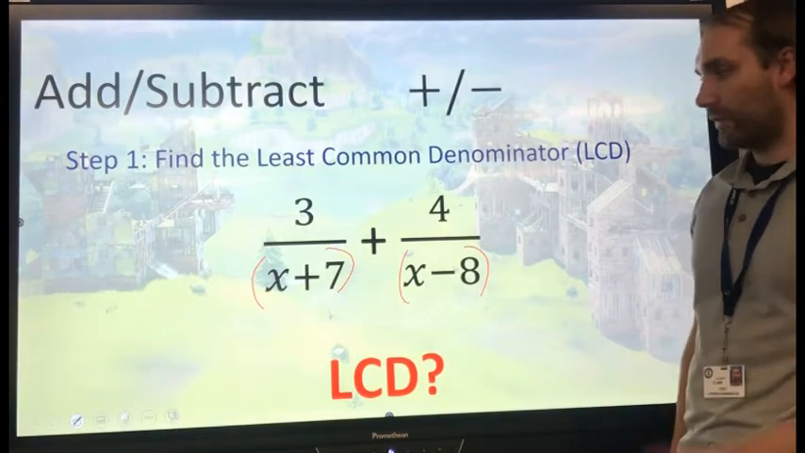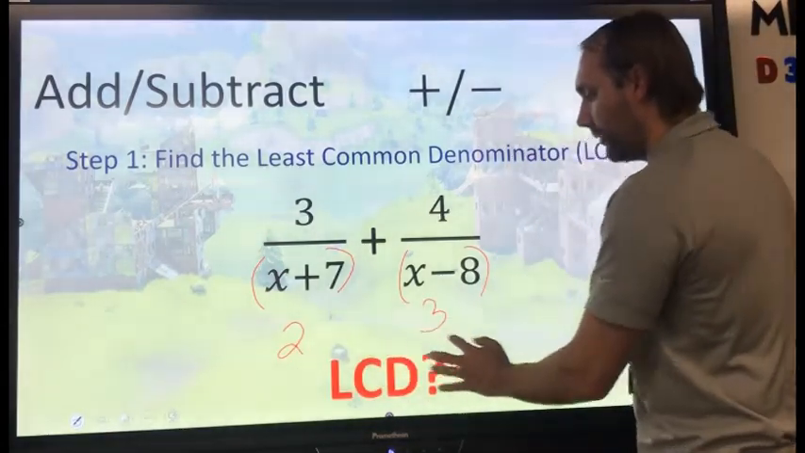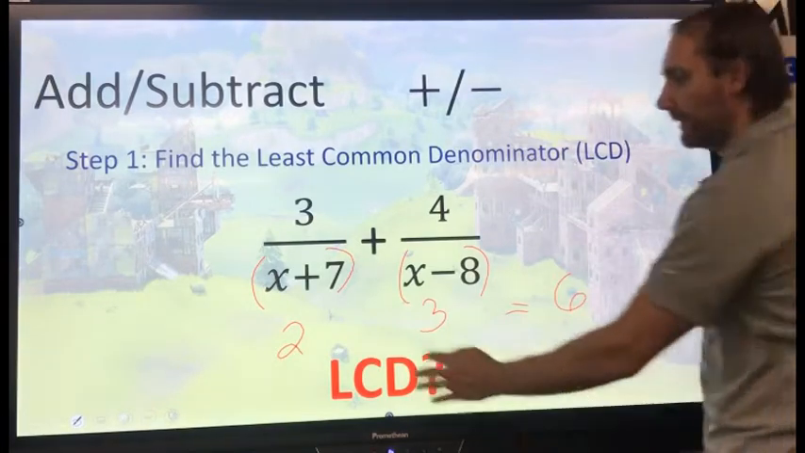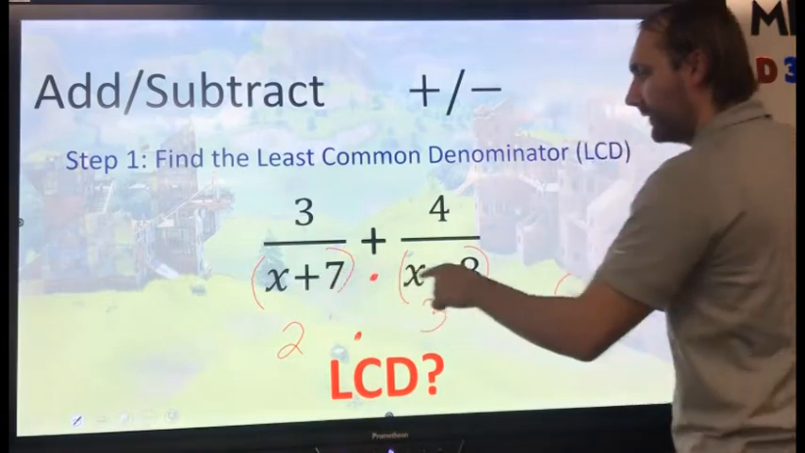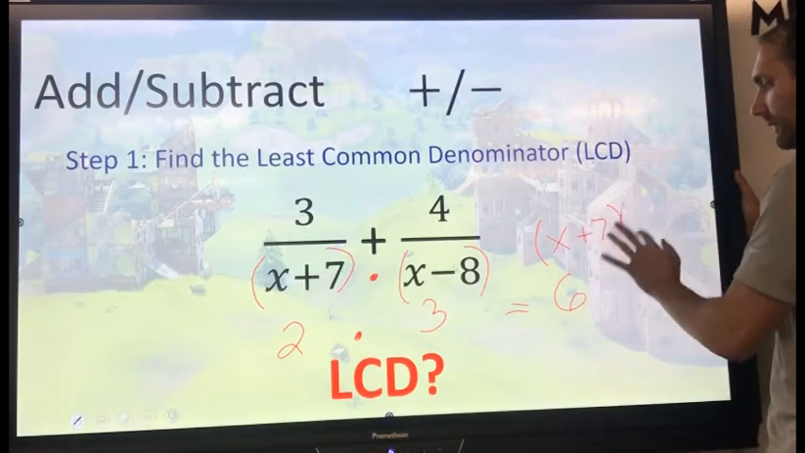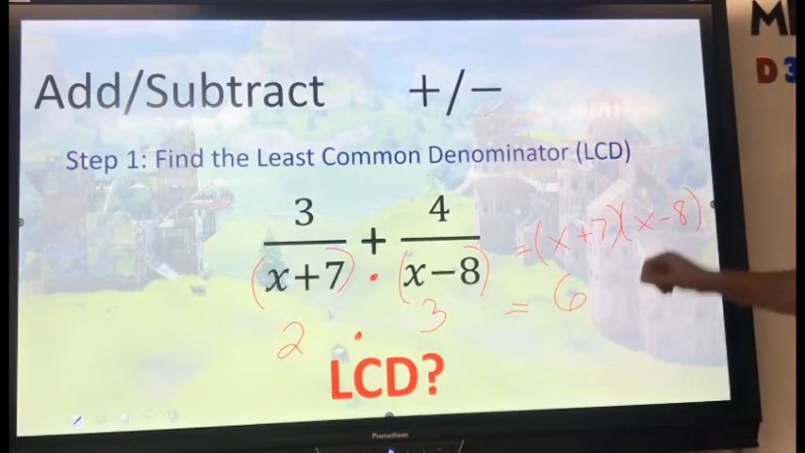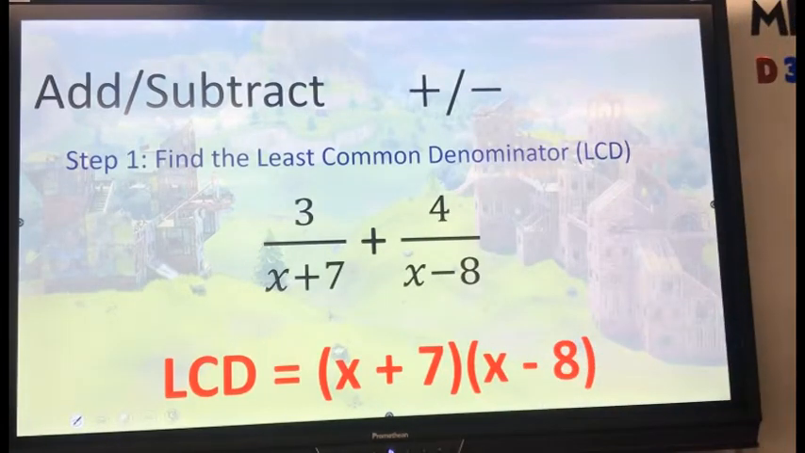Well, let's start small again. 2 and 3. What was that LCD? 6. How did you get there? Because you multiply. So what happens when you multiply x plus 7 times x minus 8? You get x plus 7 times x minus 8. That's what is going to be the same thing? Yeah, same thing. That's your LCD. Just multiply them together.